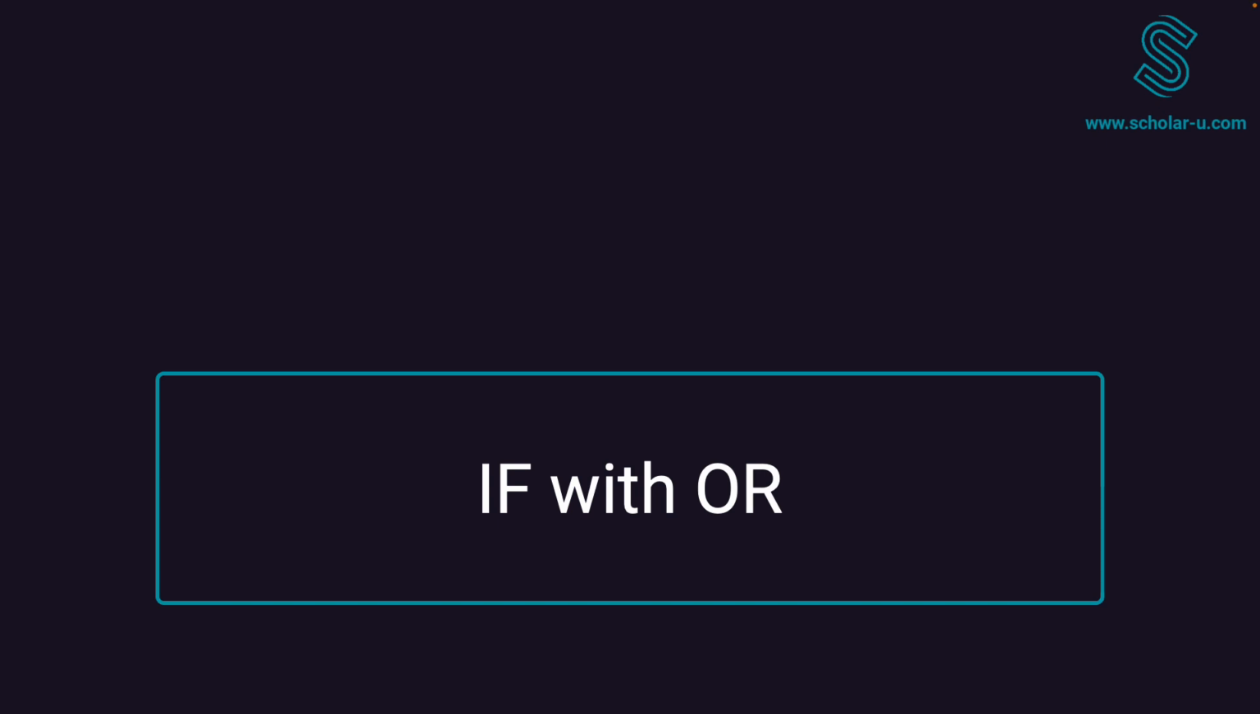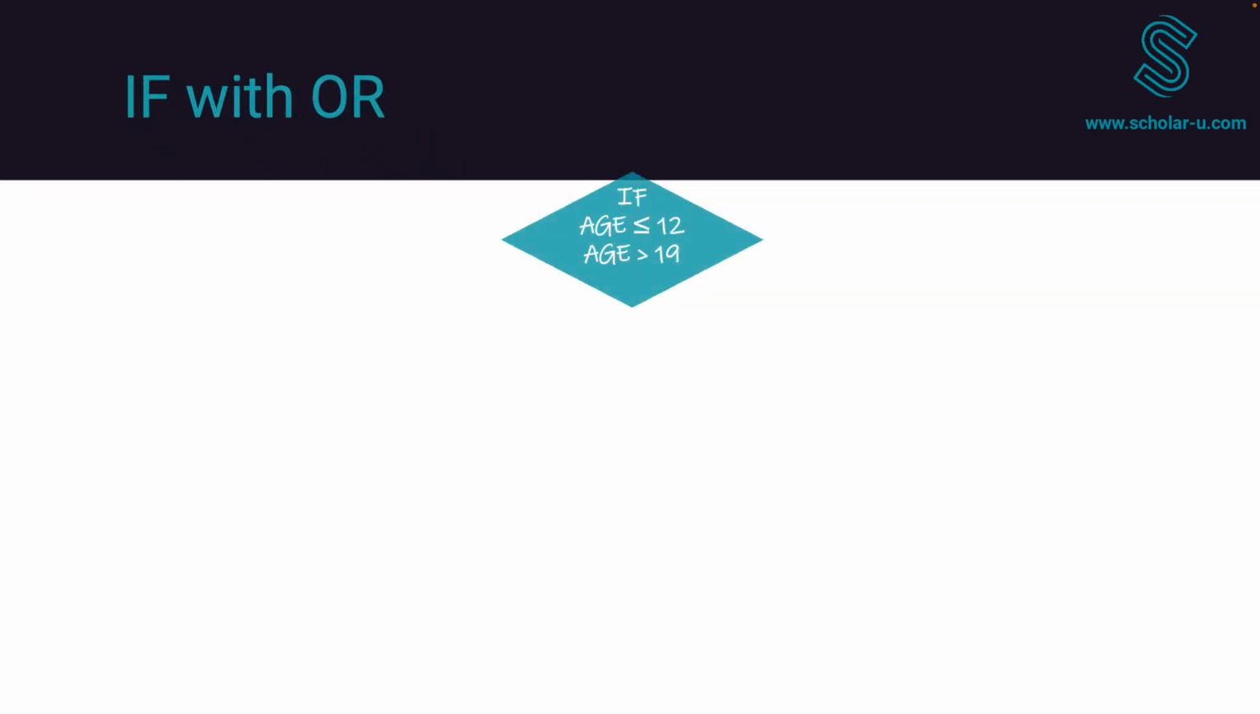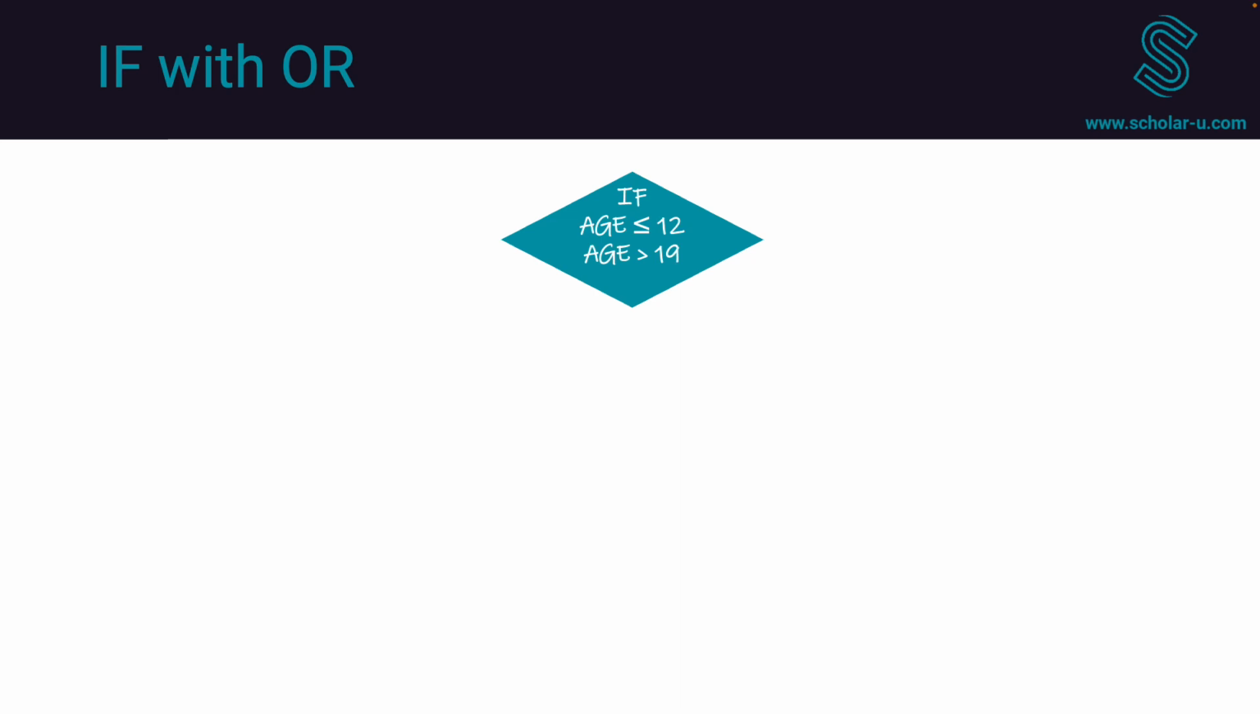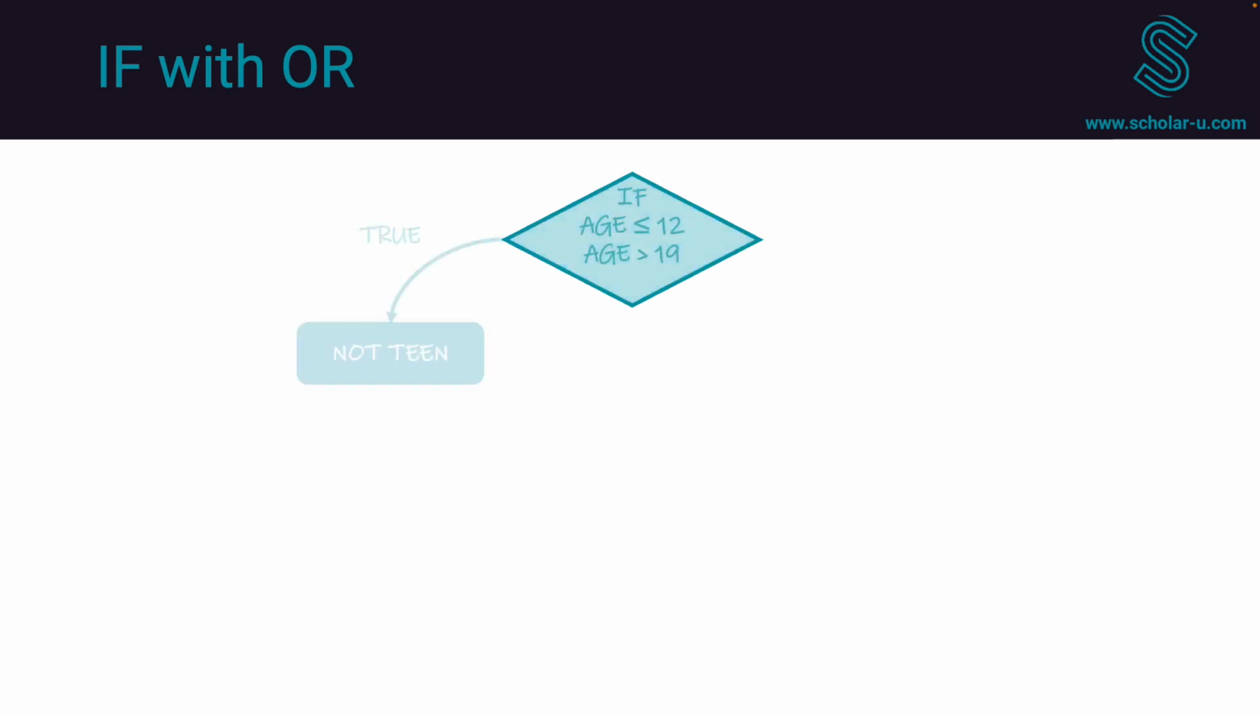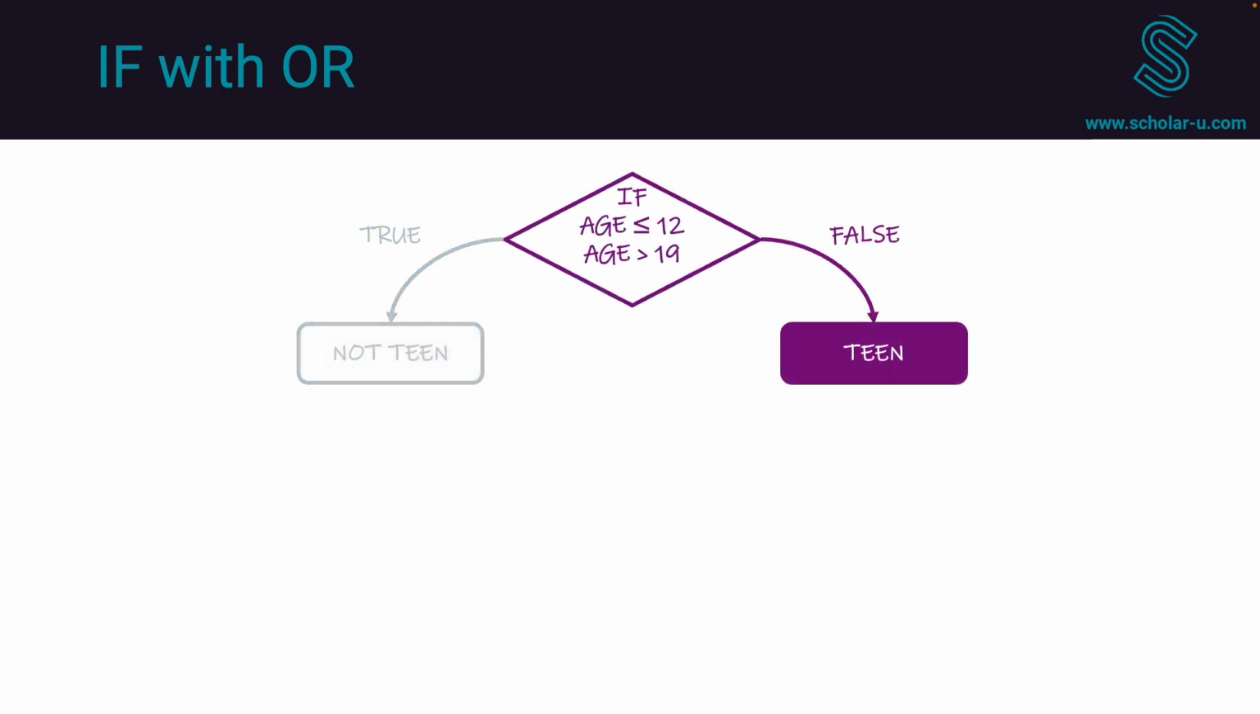Let's now try to solve the same problem as before using the OR condition. In this case, we want to determine if somebody's age is less or equal than 12 years old, or if somebody's age is greater than 19. If one or the other condition happens to be true, we're going to label this person as not teen. However, if they happen to be false, we're going to label them as teen. Notice that in this case, we still have two options, not teen and teen. Let's make this work using spreadsheets.